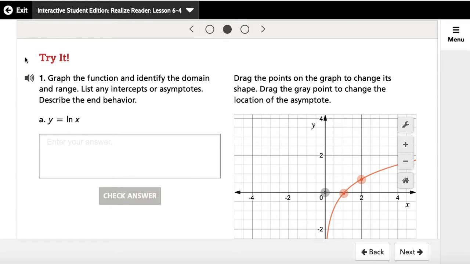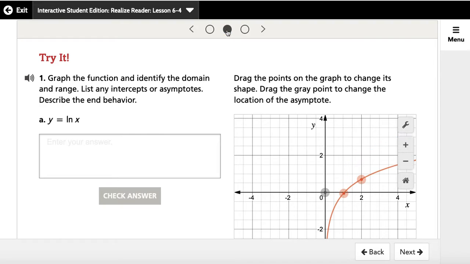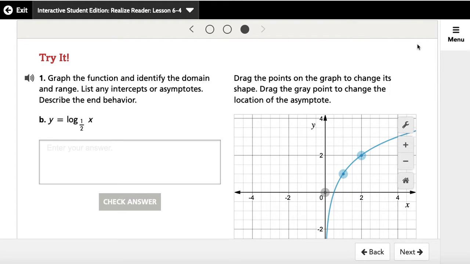Whoops, that was a try it. Well, I don't know if we've really had enough practice. How about this one, though? You can do this one if you want. Graph this and list the intercepts, asymptotes, end behavior, domain and range. Oh, I didn't do that in the previous problem. Let me go back. So the domain is all values x such that x is greater than 0. For the range, it's all numbers. All right, click pause, give it a shot, come on back.